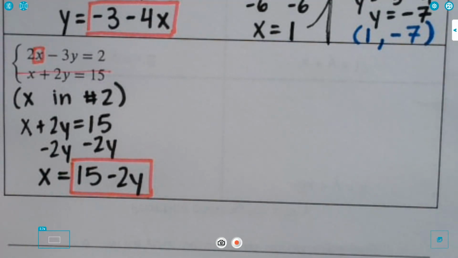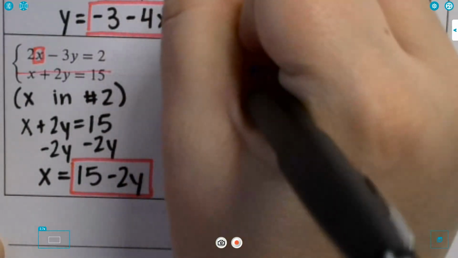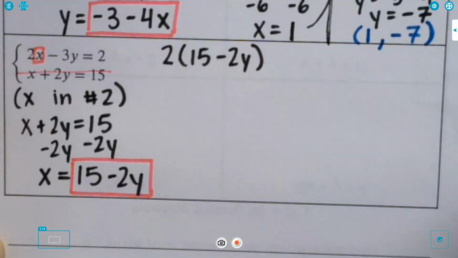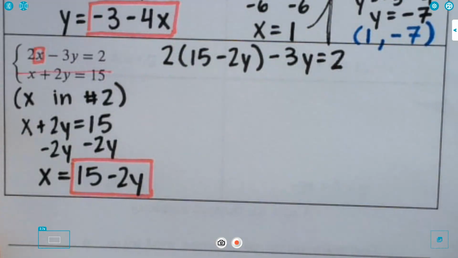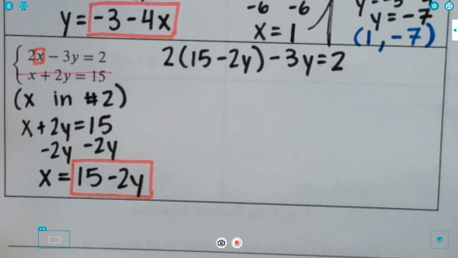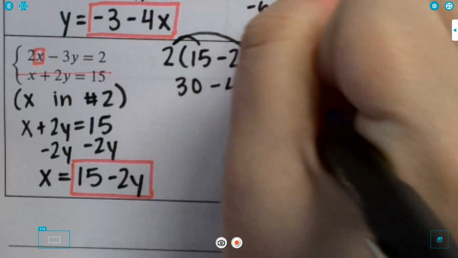Okay. So that'll be 2 times 15 minus 2y, and then minus 3y equals 2. And we can distribute, combine like terms, and solve. Help me remember at the end of this problem, the all the way end, that we want to check this one. 2 times 15 is 30. 2 times negative 2y is negative 4y. It's minus 3y equals 2.